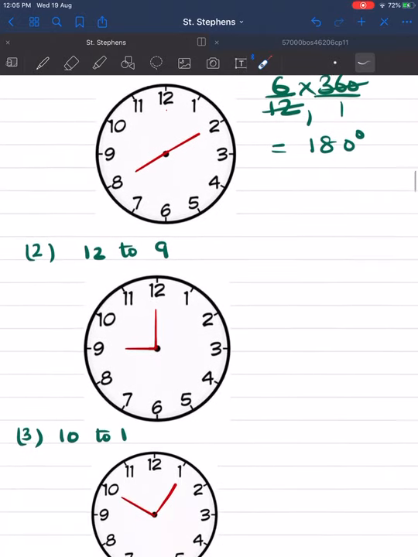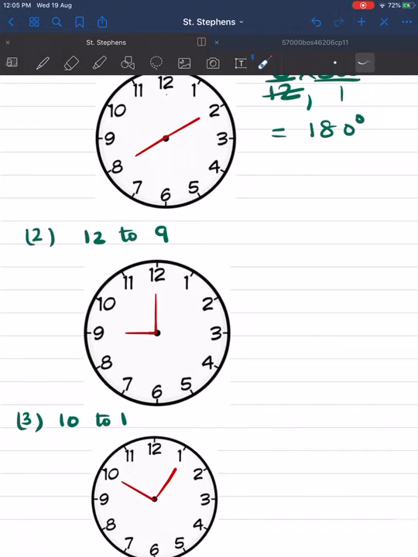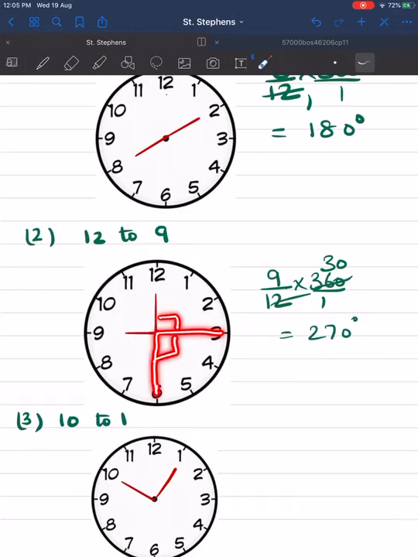Now let's find out the angle when it turns from 12 to 9. 12 to 9. So it has passed 9 hours out of 12 hours and we multiply it with 360. We cancel the common factors here, so we get 270 degrees here. And by observation also we find that it has one right angle here, one right angle here and one right angle here. So it has 3 right angles. So it is equal to 270 degrees.